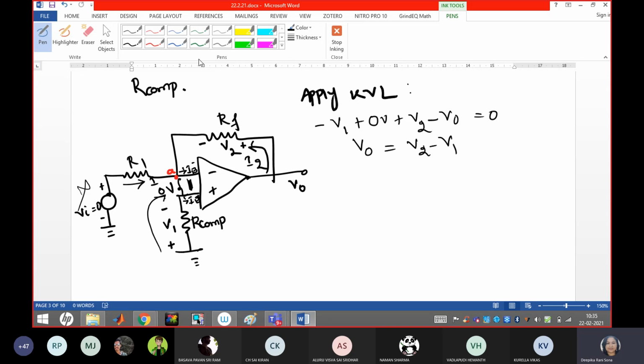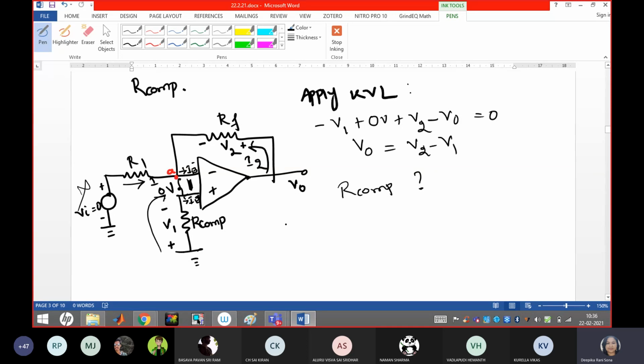Guys, you write down, by properly selecting R comp, V2 can be cancelled with V1. It means both V1 and V2 should be equal. Then only V0 will become 0. Now the question arising here is, what is the value of R comp then? How do we select the value of R comp so that V2 is cancelled out with V1? So now we have to check this.